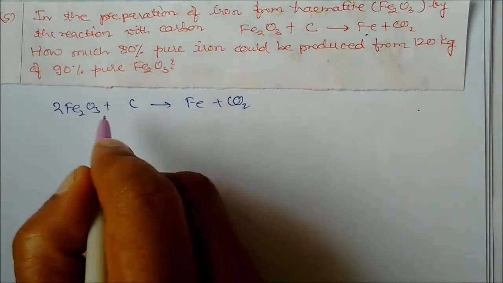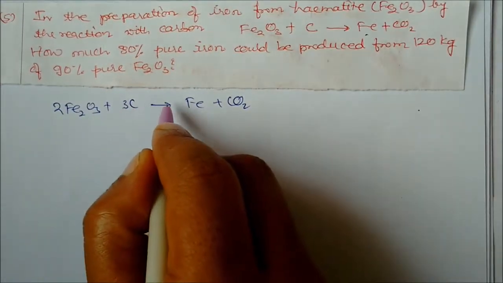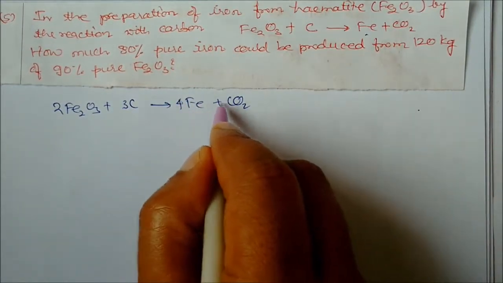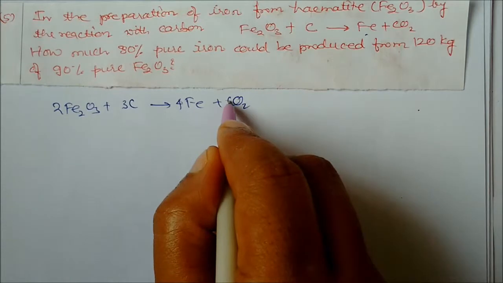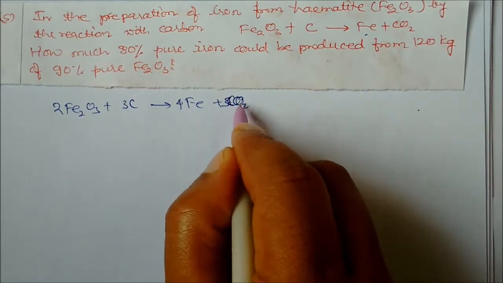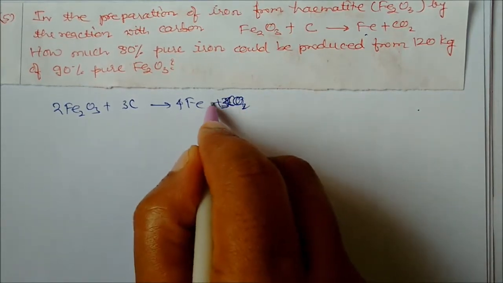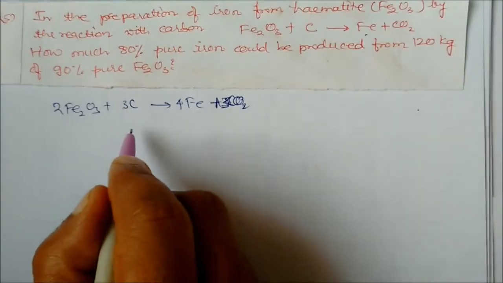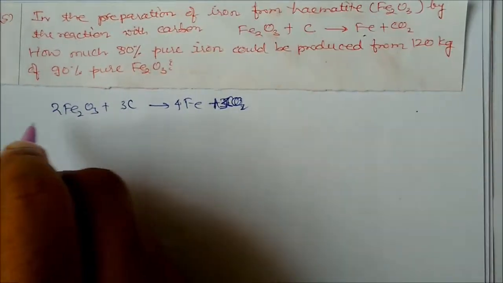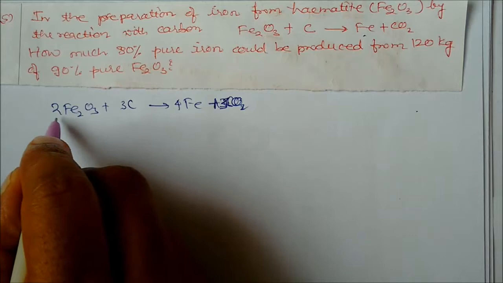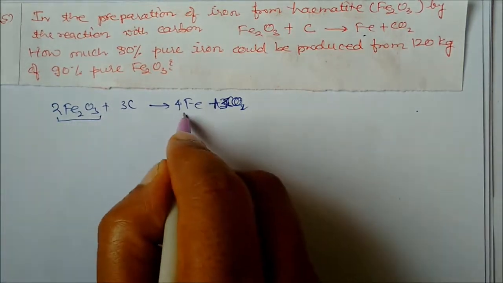So you balance it. On balancing, this comes here 4, and here 3 carbon, so here it is 3. So 3 CO2 is there. This is your balanced equation. Again, this balanced equation. So what is the molar mass of this one? We require this and we require this.